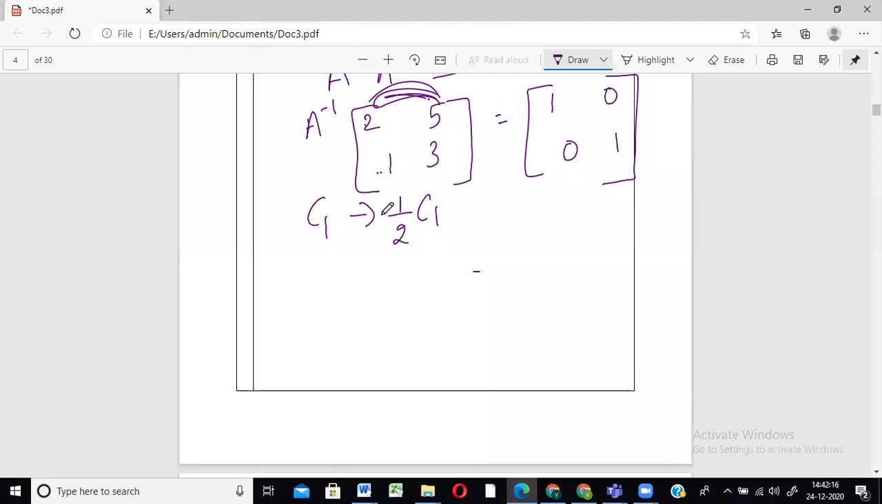Okay, so we are going to change the first column to C1 by 2. That is because we want a 1 over here, correct? So to get that as 1, the first column we will divide by 2. So 2 divided by 2 is 1. 1 divided by 2 is half.